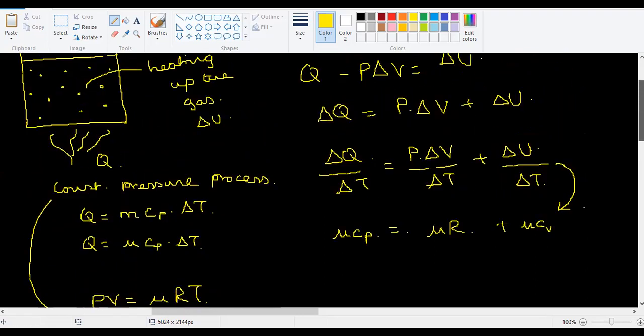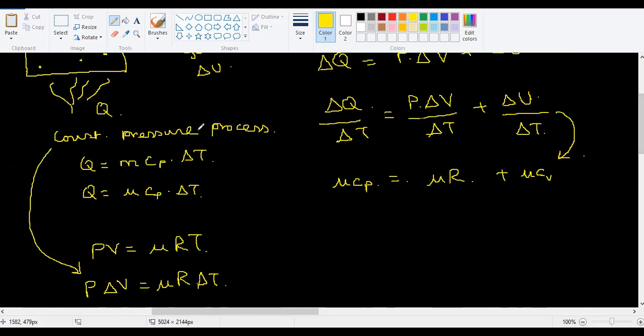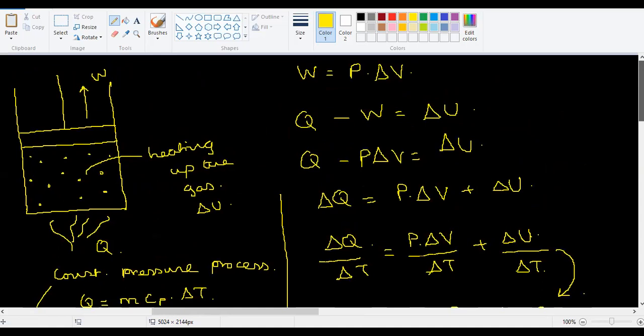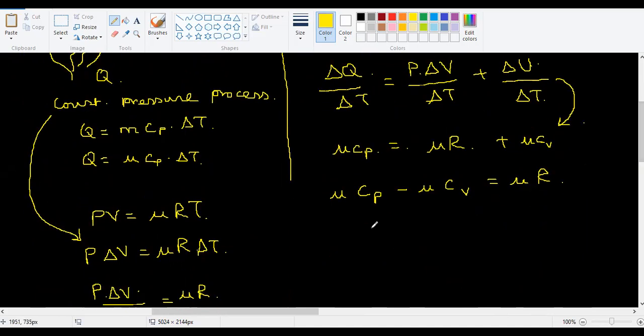So again, as I always say, this is my main derivation, and all these things are side notes. If you confuse the main derivation with the side notes, obviously you will not be able to remember any of the important derivations. So you see the mu is the same everywhere. So I can bring the Cv on this side. So it will become Cp minus Cv is equal to mu into R. So mu I can cancel everywhere. So what is remaining is Cp minus Cv is equal to R.